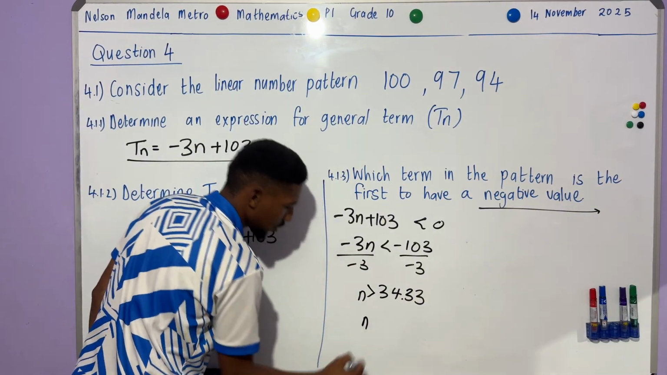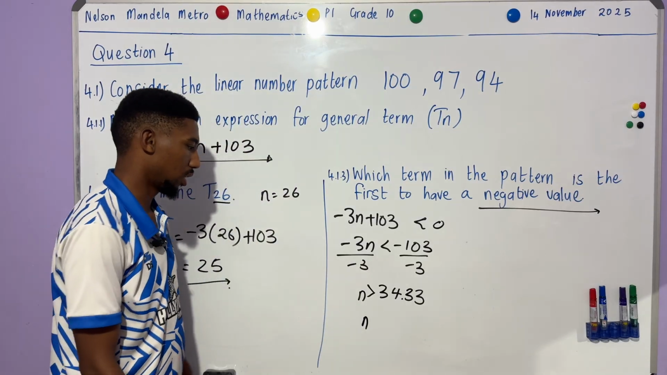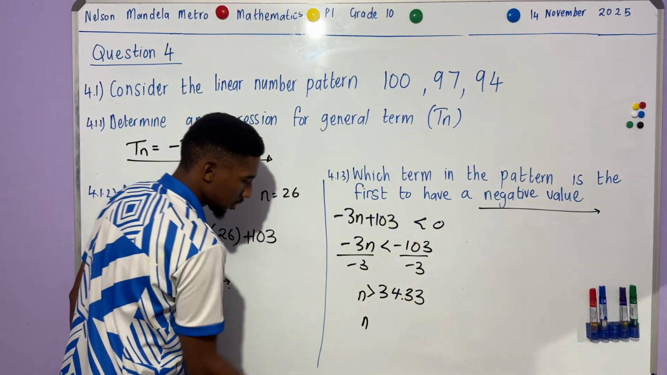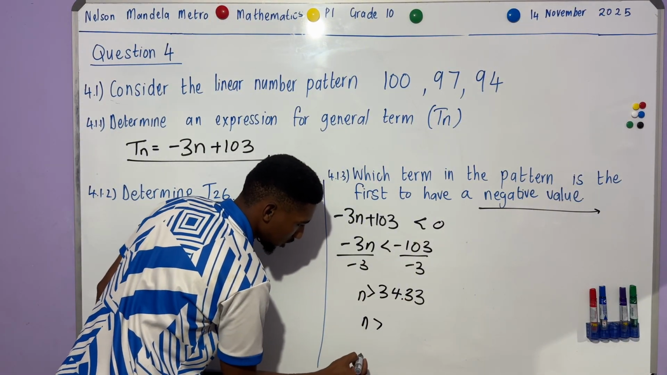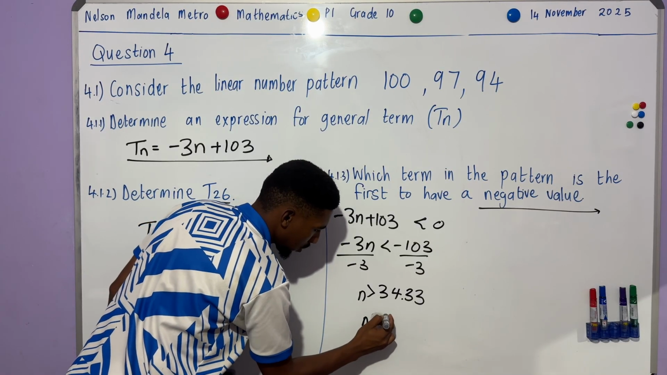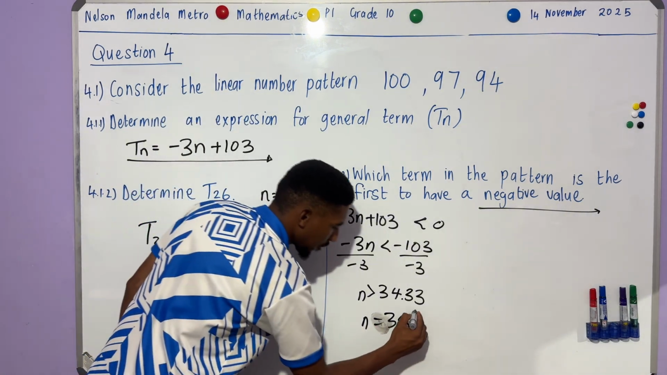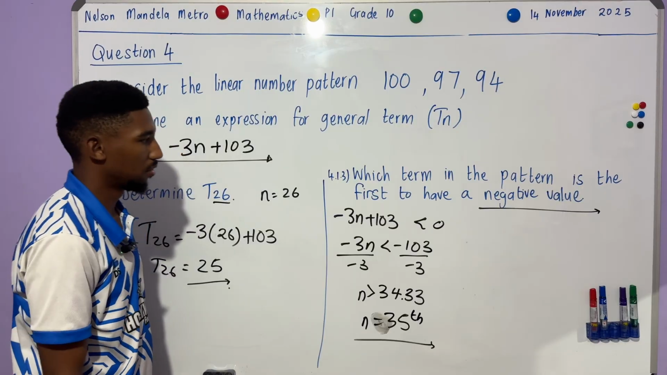This is telling us, of course, we cannot say n is 34.33. We are working with integers, or whole numbers, or natural numbers. So n is bigger than 34.33. So we can say n is actually equal to 35. So the 35th term will be the first negative value.